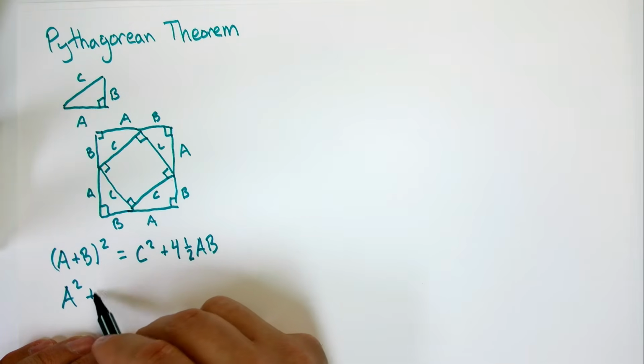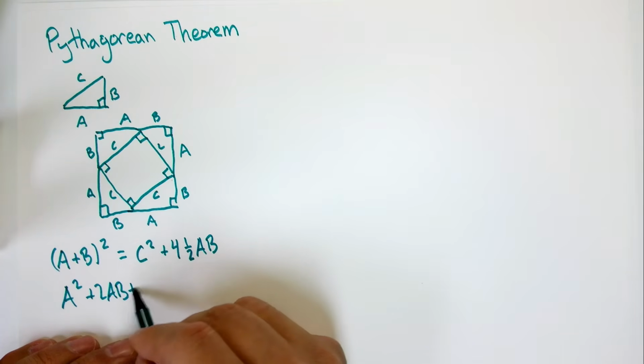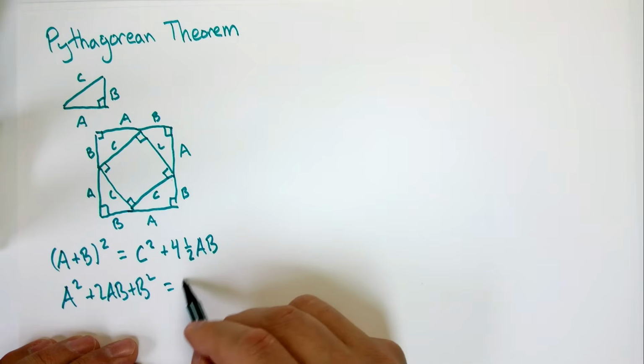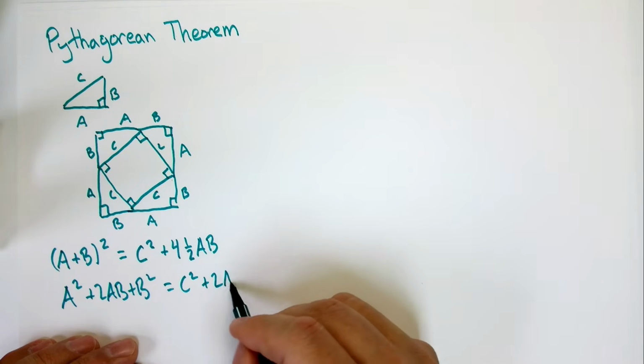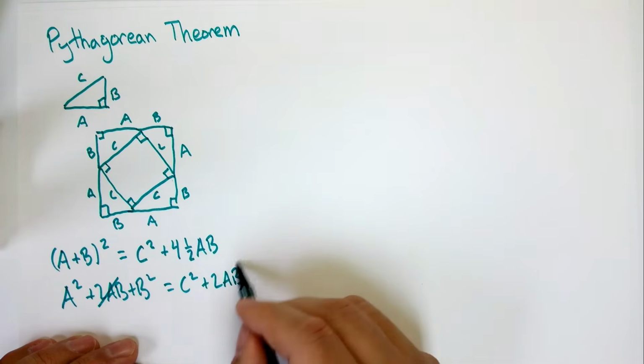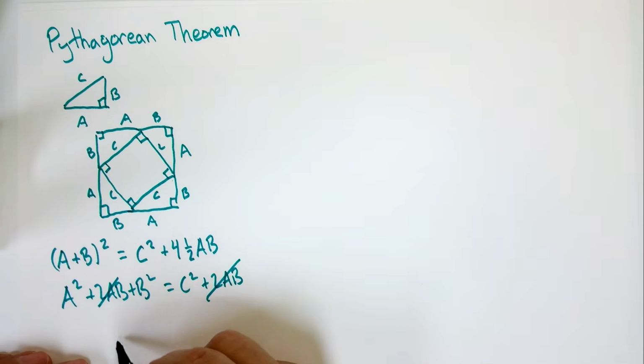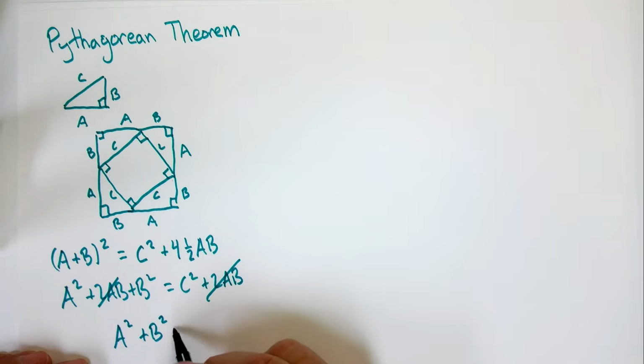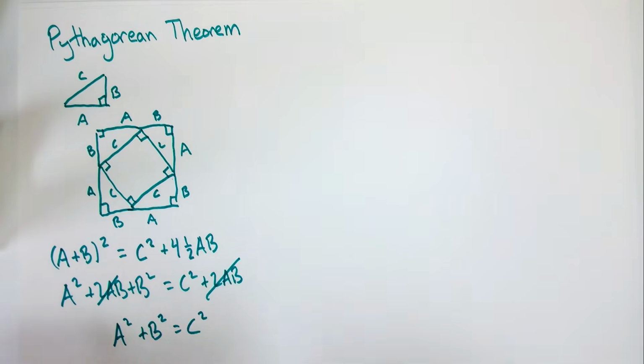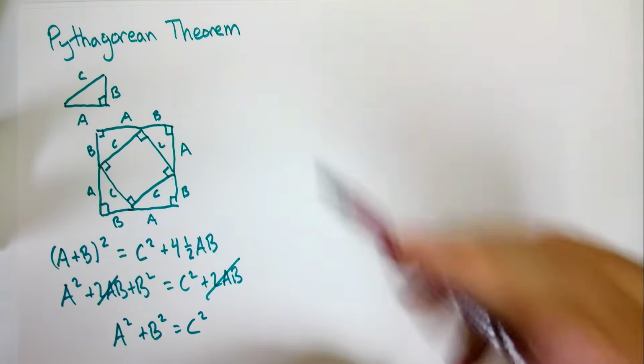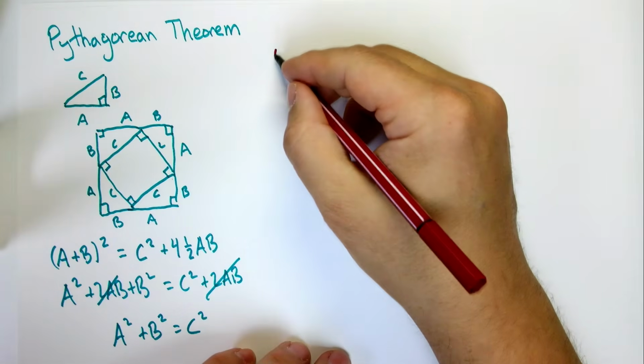Now we multiply this out. You get A squared plus 2AB plus B squared equals C squared plus 2AB. The 2AB's are the same. And so we can conclude A squared plus B squared is equal to C squared. Done. Now, that's a lovely proof. In fact, there are many variations on this proof of saying, well, let's measure areas in the same way. Let's do something a little different.